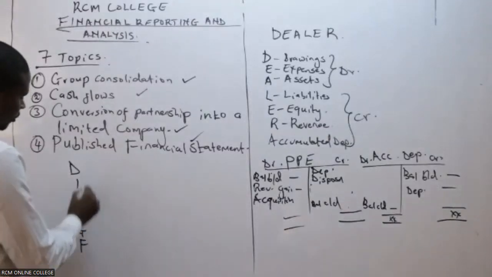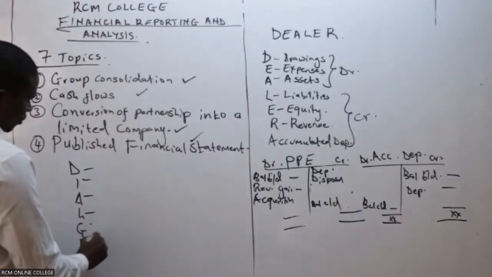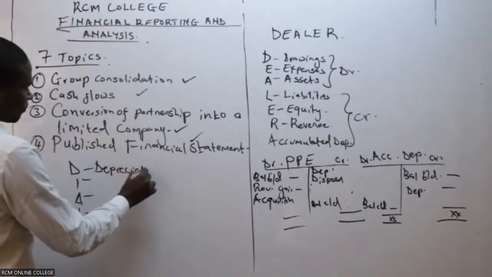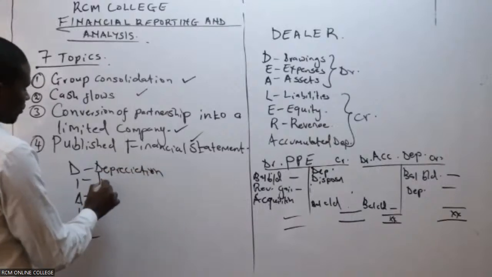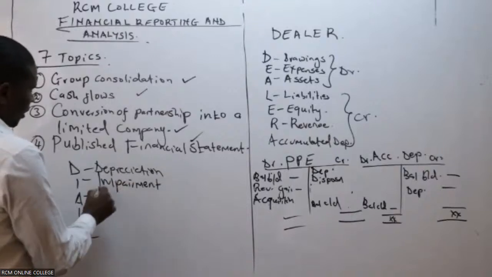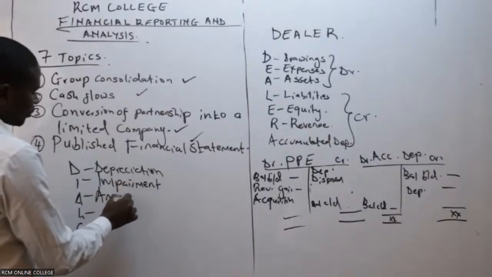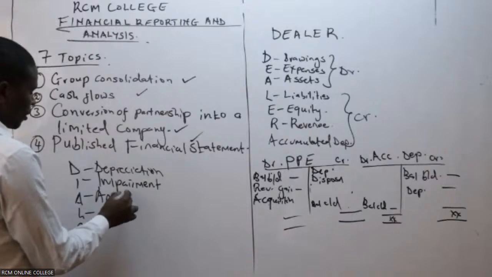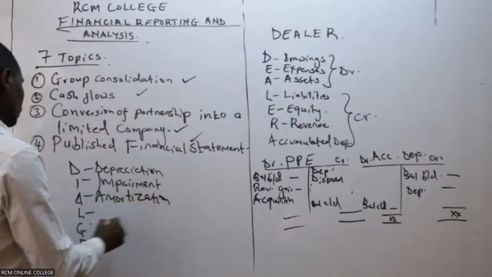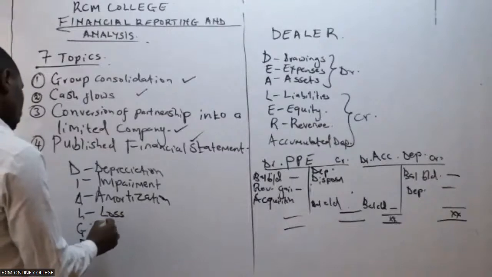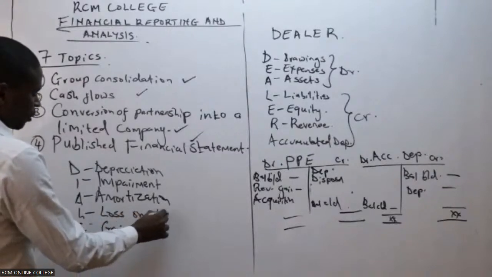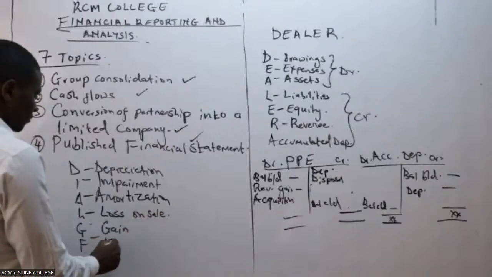It must be one of these: depreciation, impairment, amortization. Remember, these are reductions of the value of the item. Then loss or gain, either on sale or on disposal. Then finance cost.